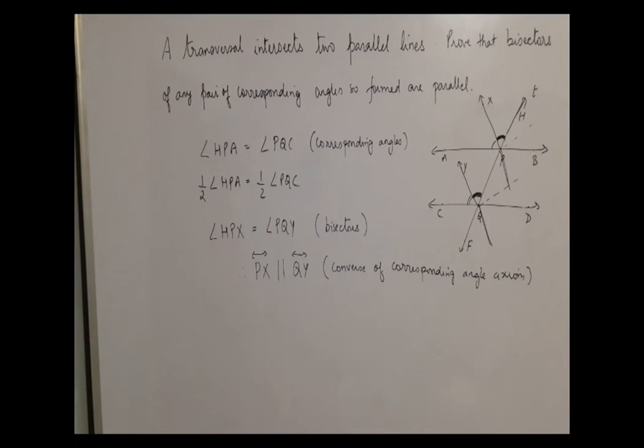A transversal intersects two parallel lines. Prove that the bisectors of any pair of corresponding angles are parallel. So this is a prove-that sum based on the same type of properties. Okay, so now I hope you have revised everything. Understood supplementary angles, complementary angles, adjacent angles, linear pairs, vertically opposite angles, corresponding angles, alternate angles, and co-interior angles.